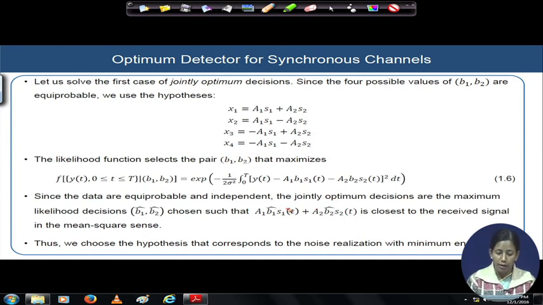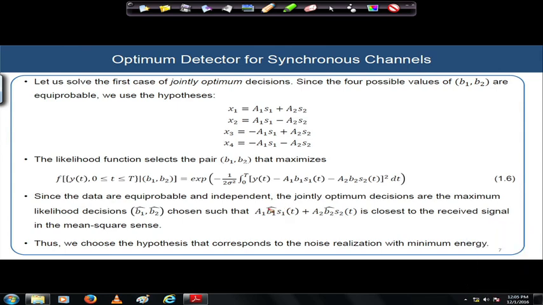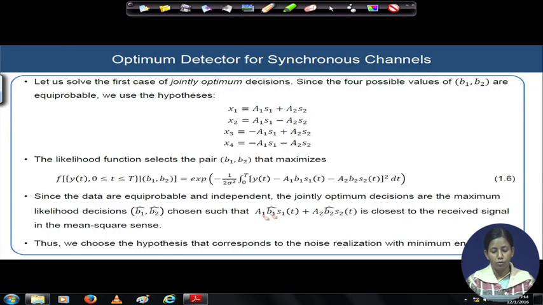I mean, our estimation should be such that the value this expression gives with the estimated values, and whatever I have actually received, the error between these two signals, if I find the mean square error between them, should be very minimal. So, with the estimated values of B1 and B2, this expression value and whatever you have received should be close to each other.